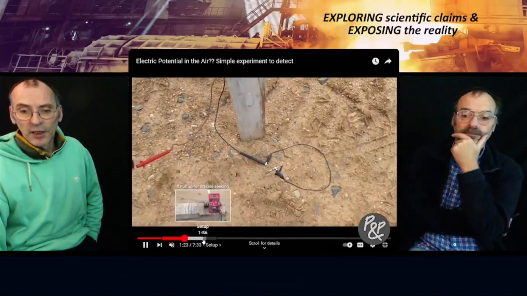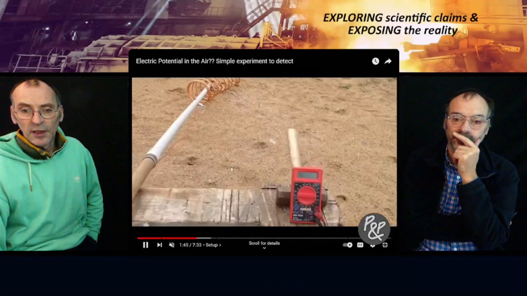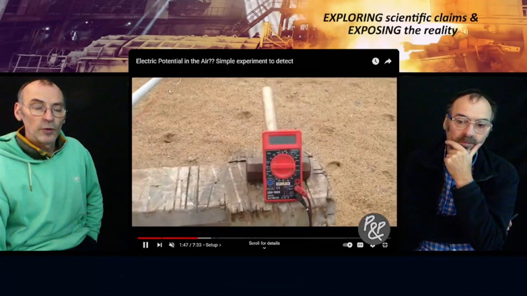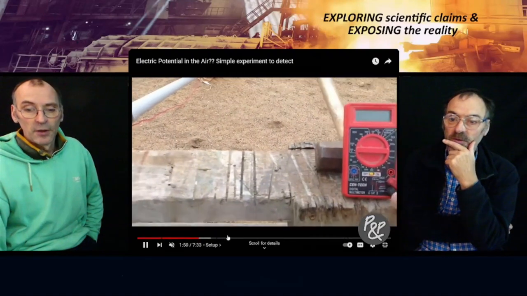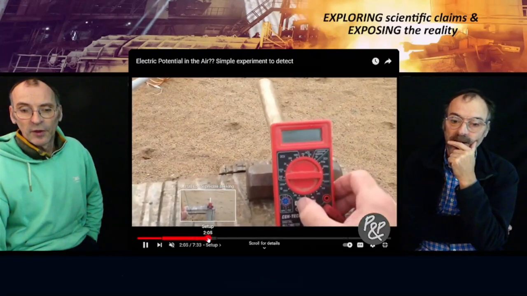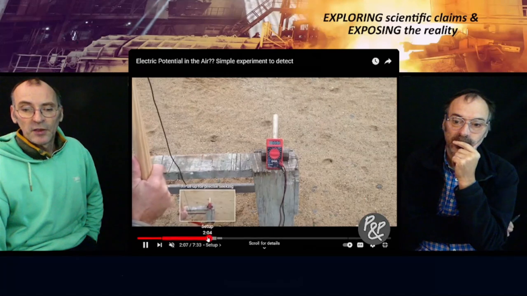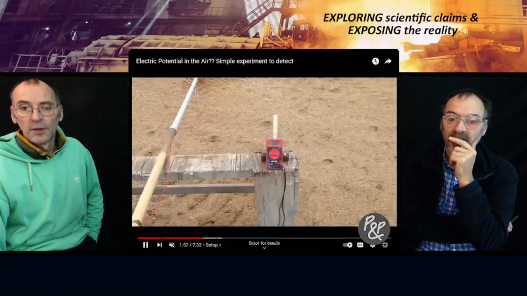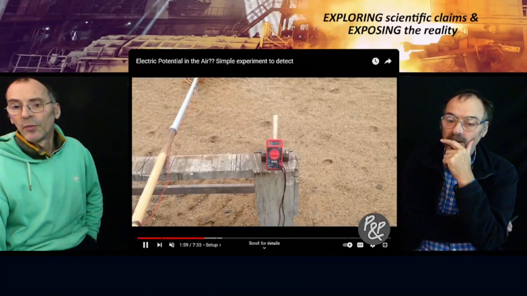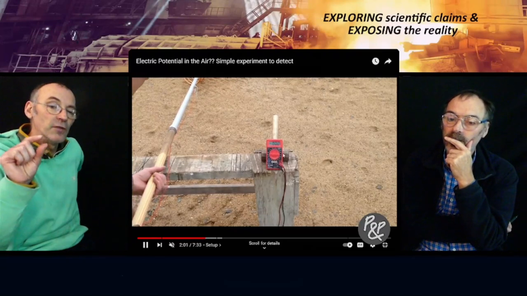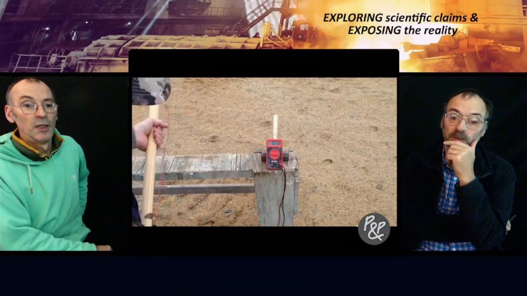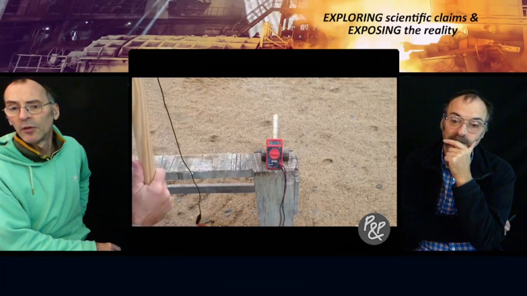So what he does is he raises the copper coil into the air. He switches on his meter first, of course, and then raises it. He switched it on. There you go. It's got 0.04. It's on millivolts, by the way. So he raises it in the air, and it goes.